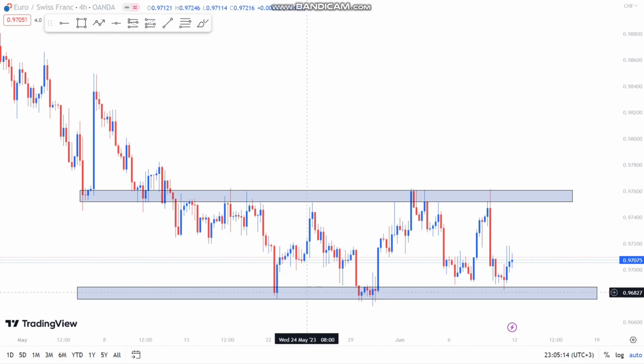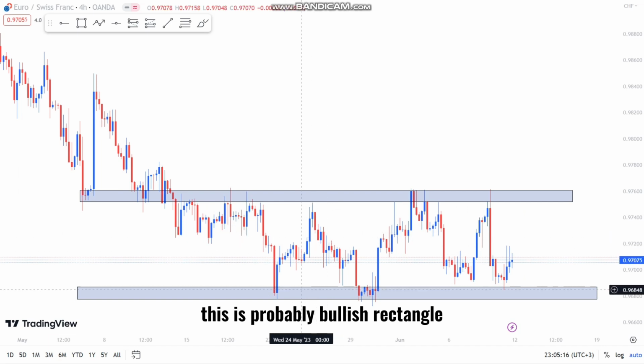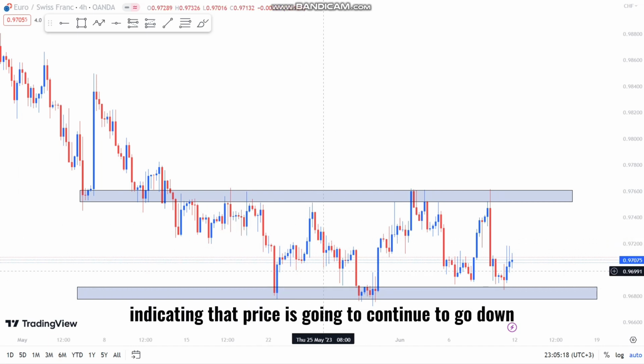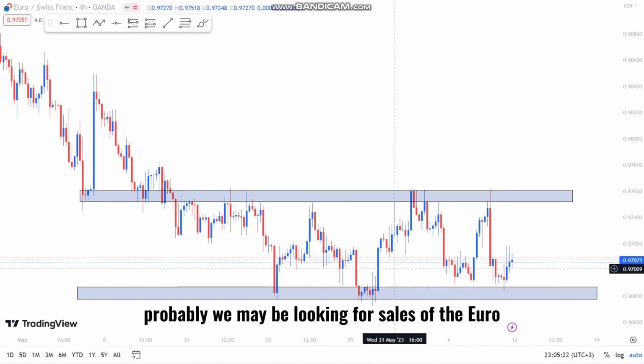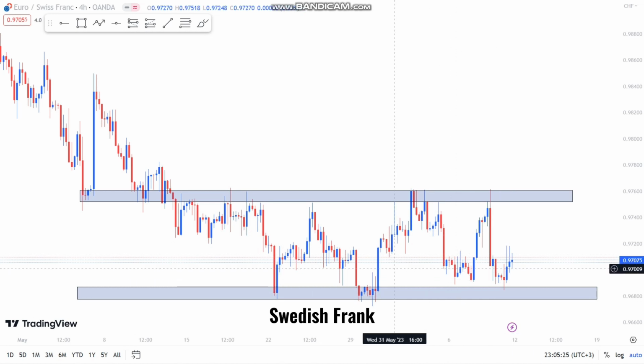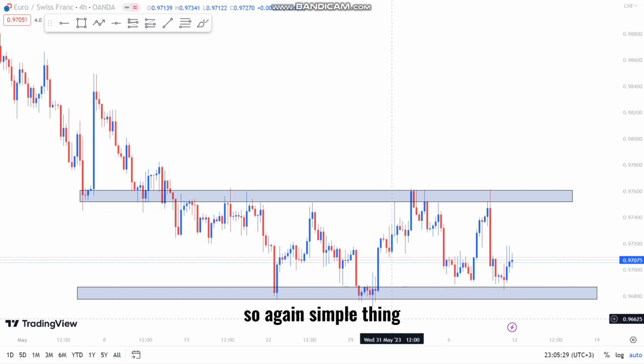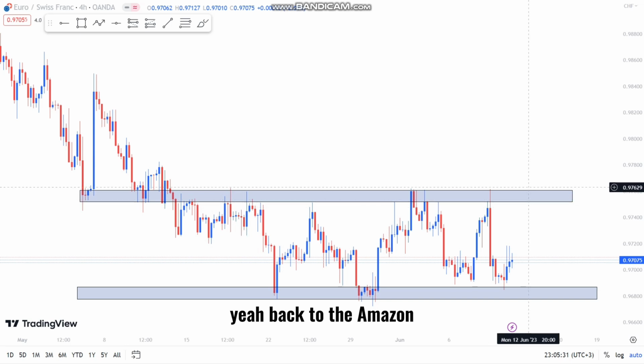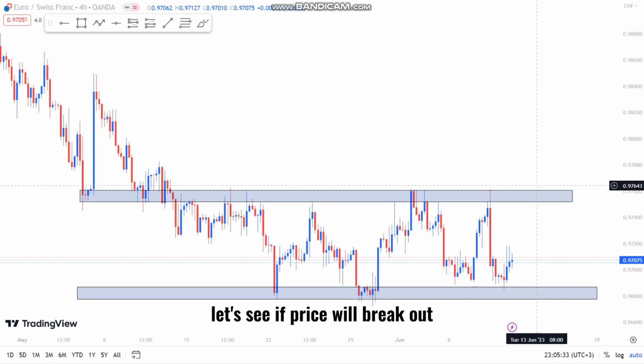So probably this is a bullish rectangle, indicating that price is going to continue to go down. Probably we may be looking for sells of the Euro Swiss franc, traders. So again, simple thing, wait for price to come back to the upper zone. Let's see if price will break out.